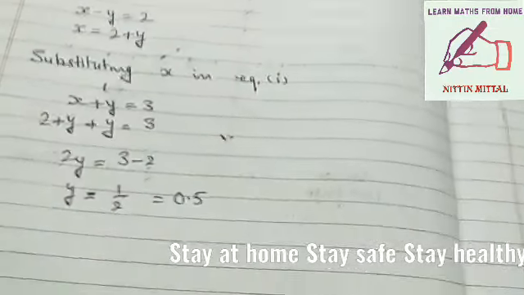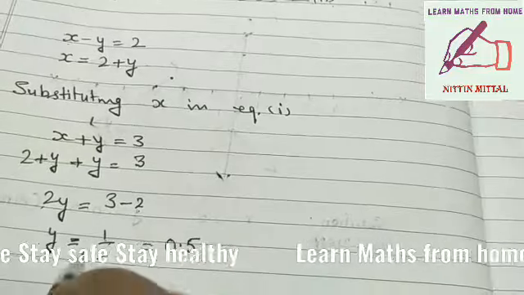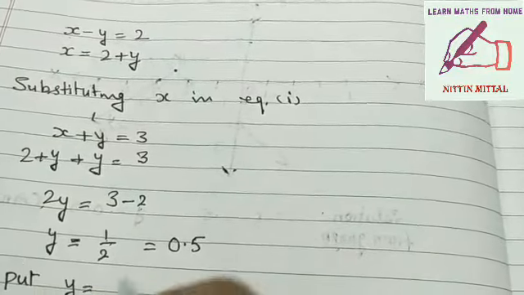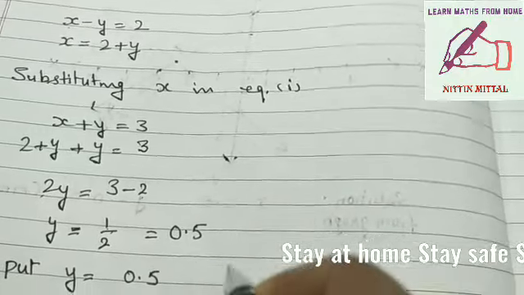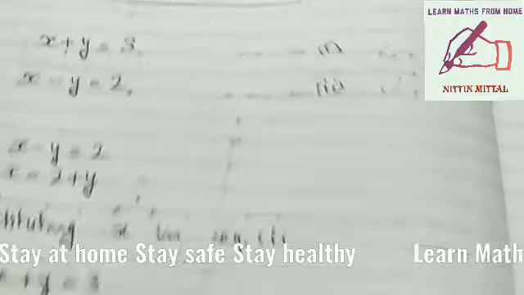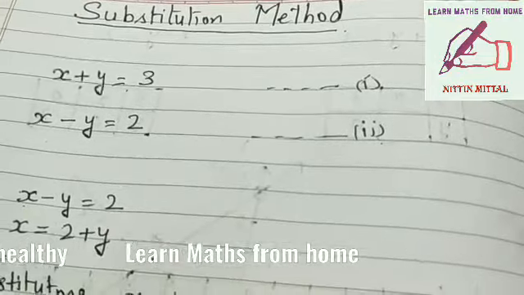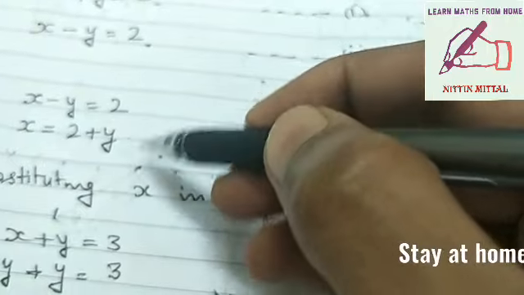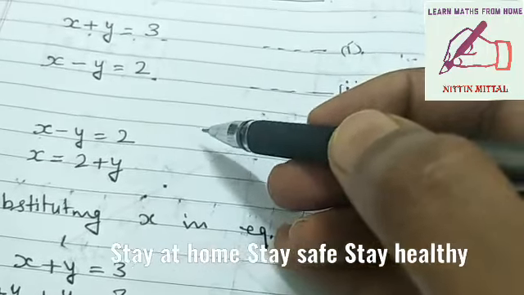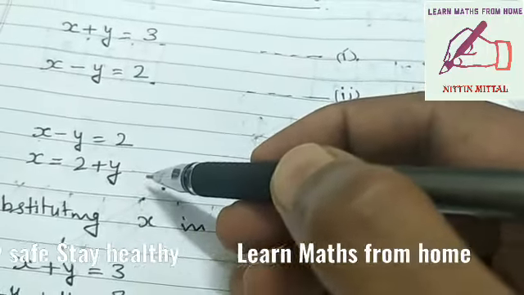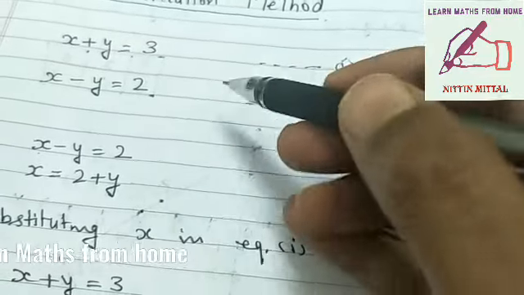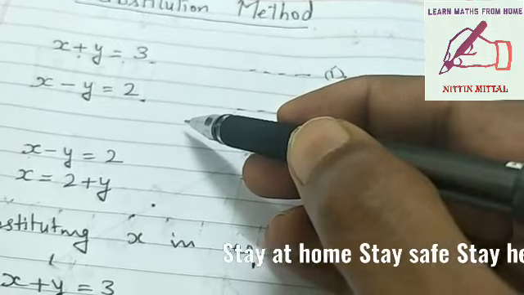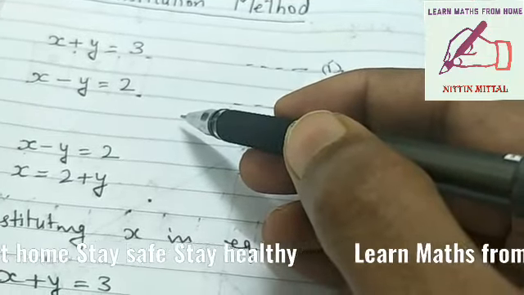Now we got the value of y. Now to get the value of x, what will we do? We will put y equal to 0.5 or 1 by 2 in any one equation, equation 1 or equation 2. You can fill it, or you can also fill it here where x equal to 2 plus y, whichever you find easy. If this expression is easy, you can fill it here. If you find it difficult, you can fill it in a particular equation, either equation 1 or equation 2. So you can get the value of the other variable.